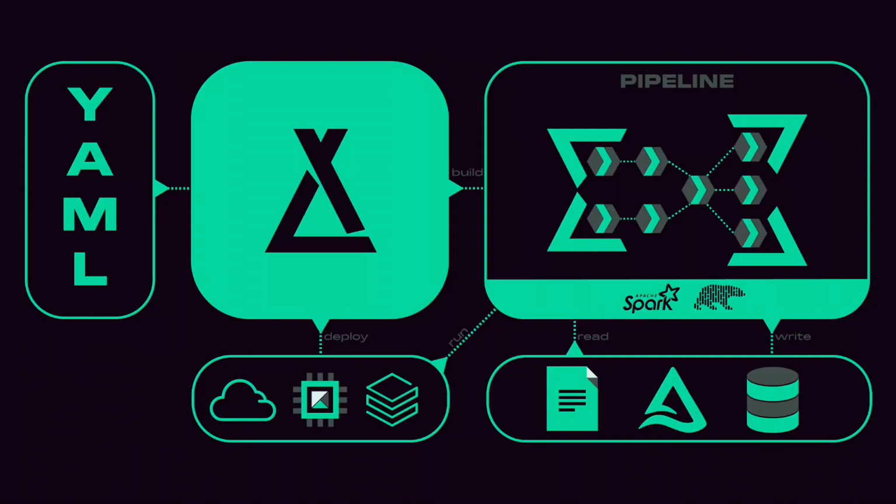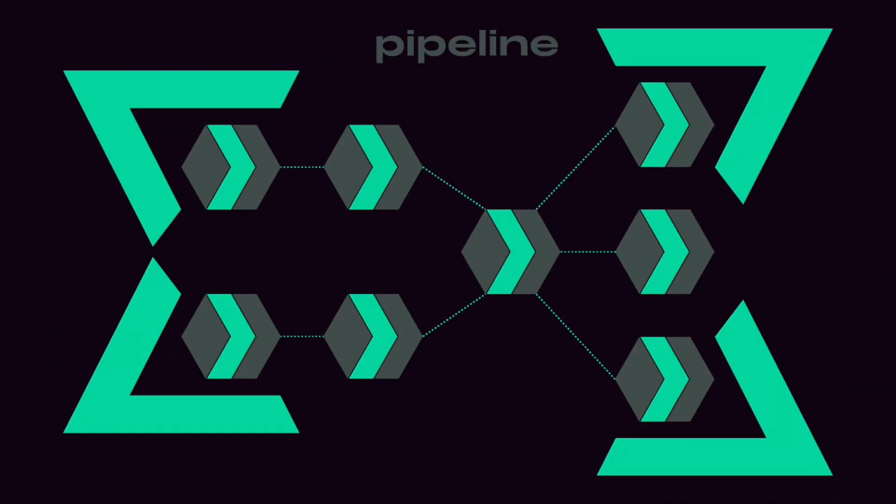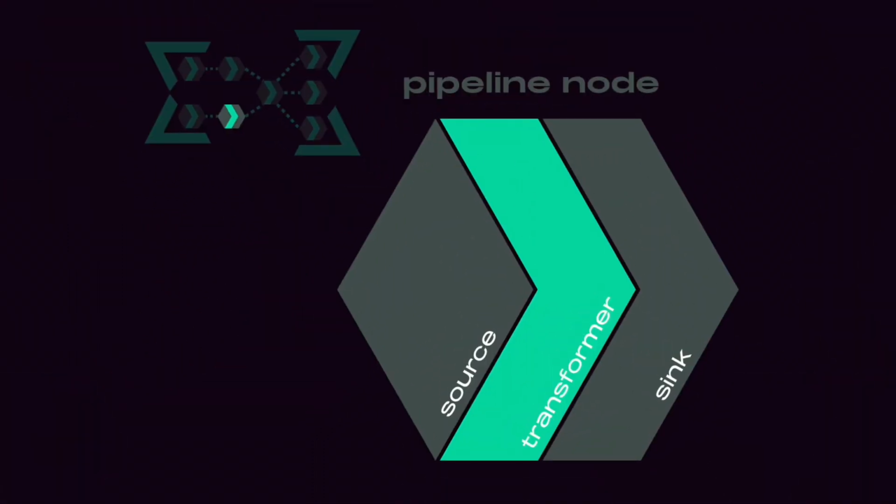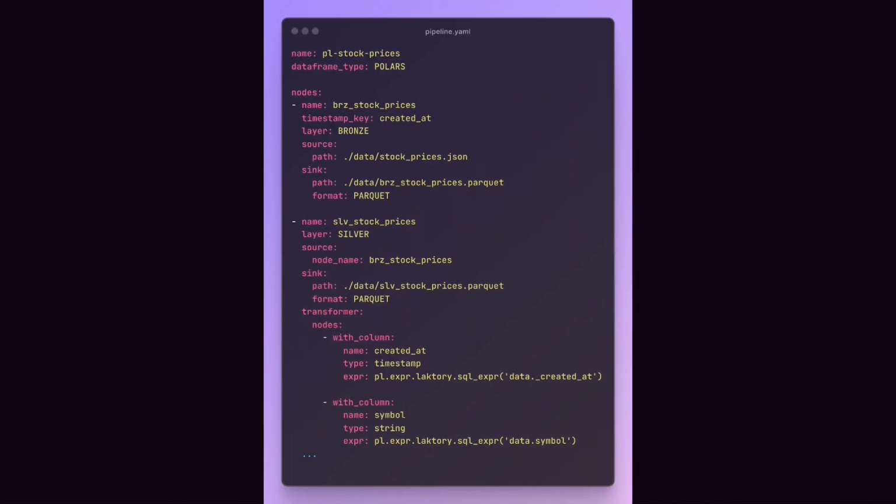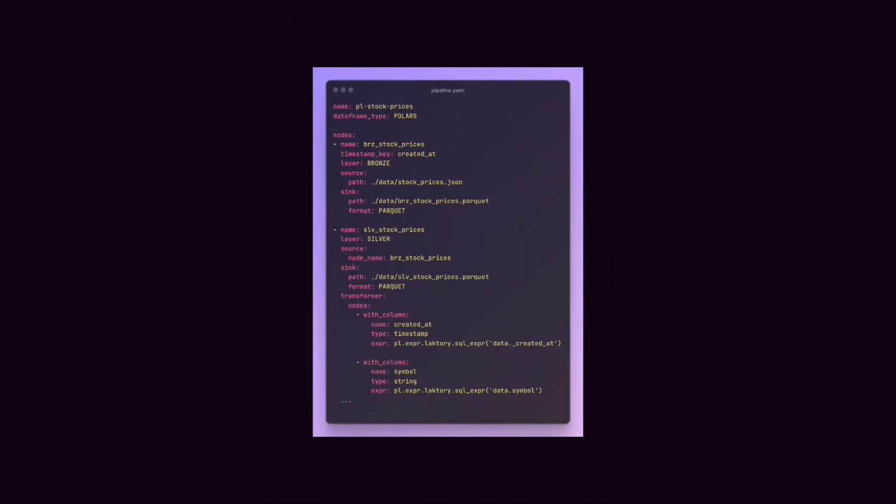At its core, Laktory pipeline model is a collection of interconnected nodes. Each node generates a data frame by reading a source, applying transformations through a transformer, and optionally writing the output to a sink. As any Laktory model, a pipeline is entirely serializable and generally declared from a YAML file.